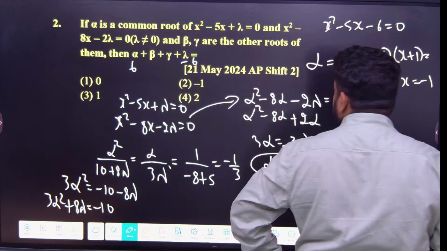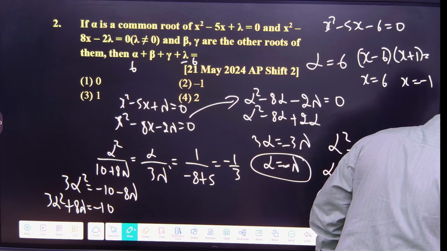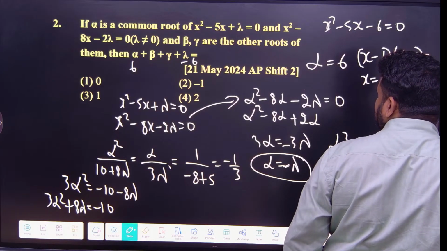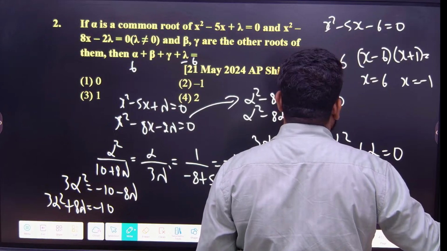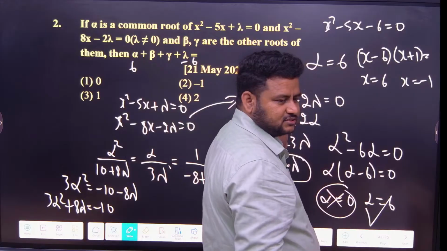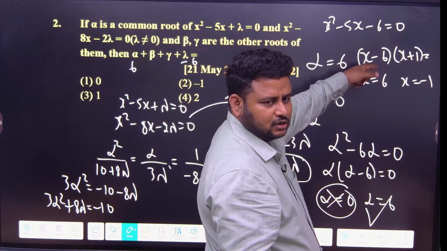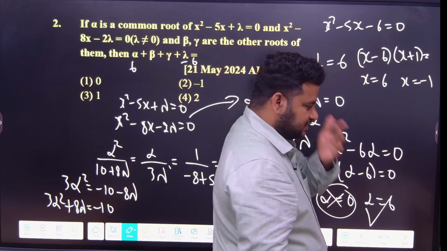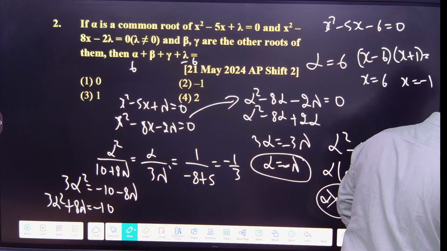Just wait. Alpha is equal to 6, lambda is equal to minus 6. Correct no? Alpha we got as 6 here. Lambda will be minus 6. That is what I took here. Already it is done. Now we have to find beta and gamma. For that I am solving the equation. Beta and gamma I have to find out.